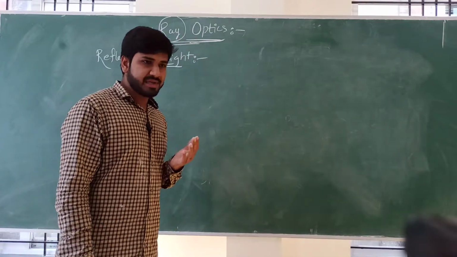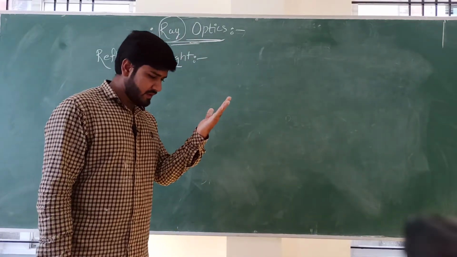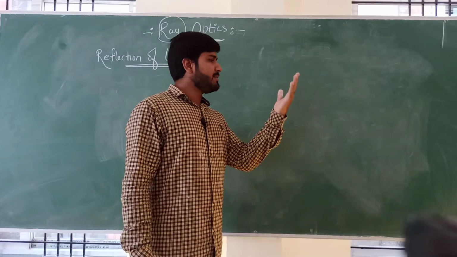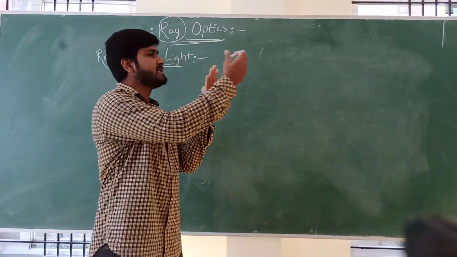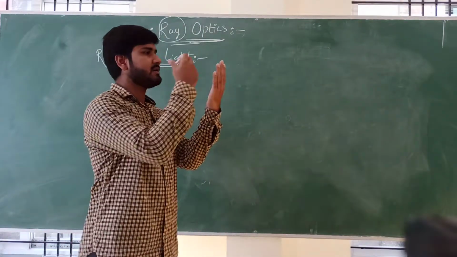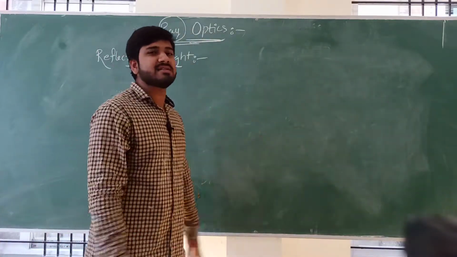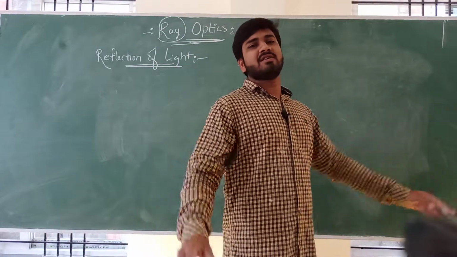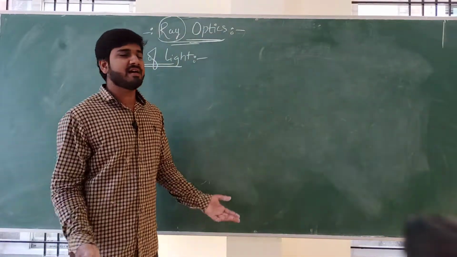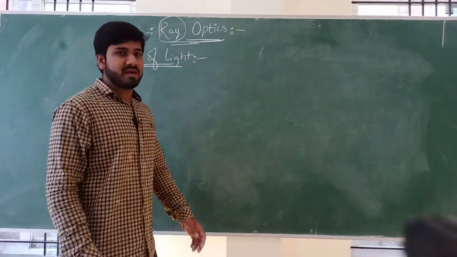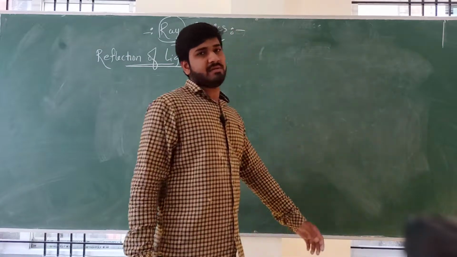Generally, almost everybody has seen a mirror. In a mirror we can see our image behind the mirror. That is actually the reflection of light. Light reflects, and that is why we are able to see our image.